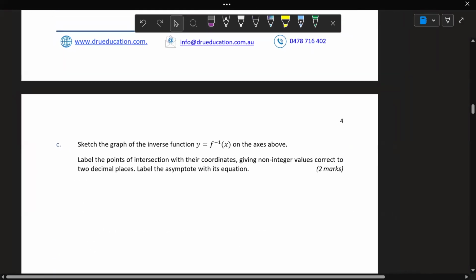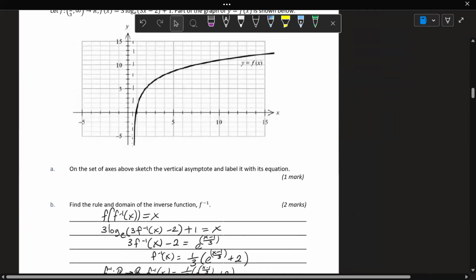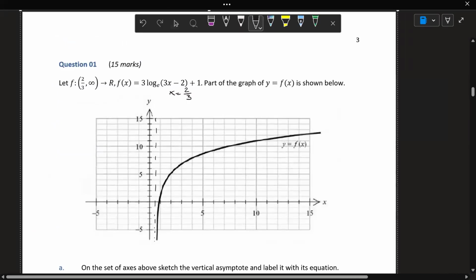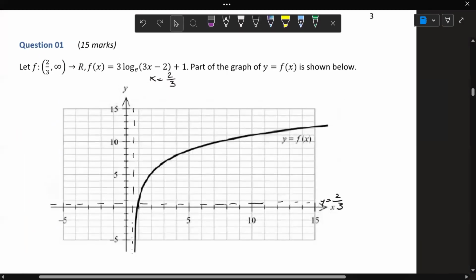Okay, so part C, sketch the graph of the inverse function and label points of intersection with the coordinates. All right, so we can kind of do this even without graphing it on our CAS. So x equals 2 over 3 was one asymptote. So for the inverse, the asymptote is y equals 2 over 3. So that's just like here. And it intersected about here.